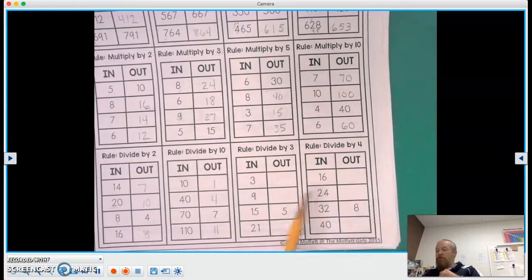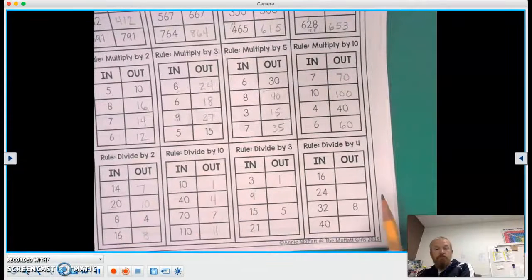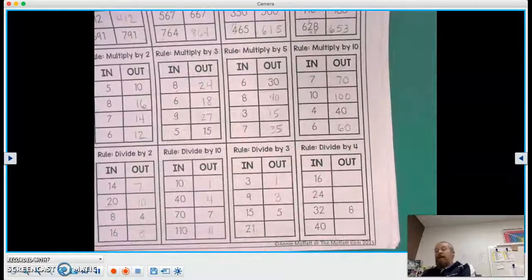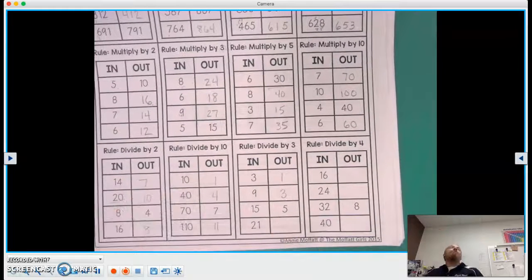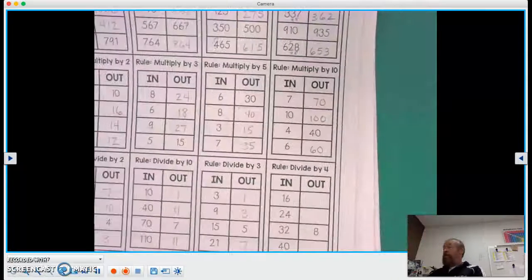Divided by 3. 3 equal pieces. 3 into 3 equal pieces. They're 1 piece each. 9, well, 3, 6, 9, right? So 3. 15 will be 5, 10, 15. And 21. 7, 14, 21. I just know that one, okay? That is a 7.